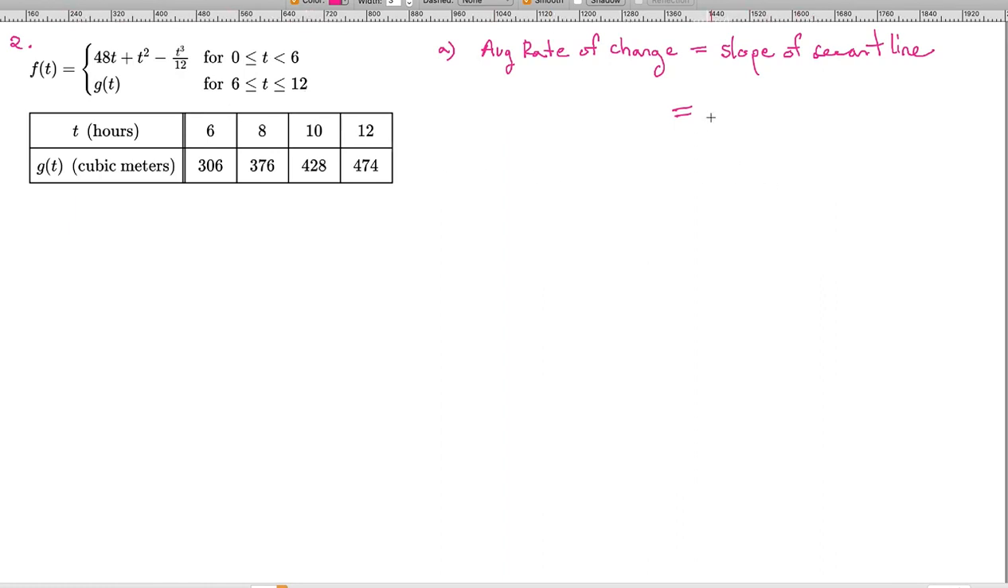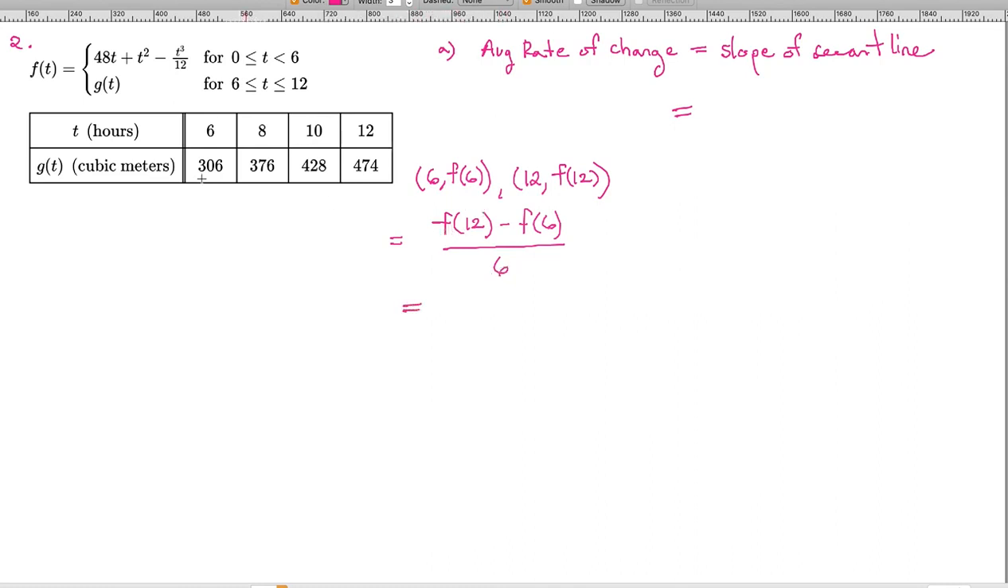Well, f of 6, and so let's write it out. One point's going to be (6, f(6)), and then the other point's going to be (12, f(12)). Now, the slope of this line, y2 minus y1, f of 12 minus f of 6 over 12 minus 6, which is just 6. And let's see what we get here.